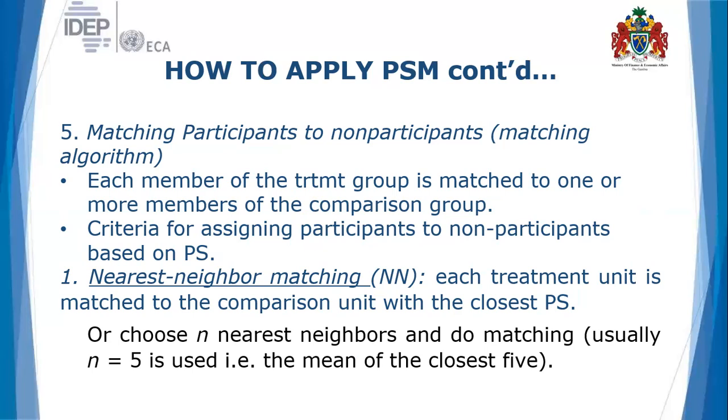Under the nearest neighbor matching technique, each treatment unit is matched to the comparison unit with the closest propensity score, or you can choose any n nearest neighbors and do the matching. Usually n is taken to be 5. That is, the average of the closest 5 neighbors in the comparison group will be compared to the treatment unit.